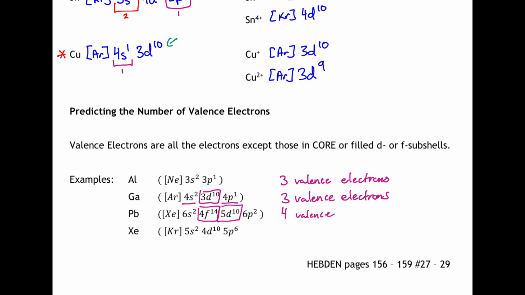And let's look at the last one, xenon. The 4d10 is full. This is full. This is full. This one's boring. This is 0. It's a noble gas. It doesn't do valence electrons. It's all full. It's a noble gas.